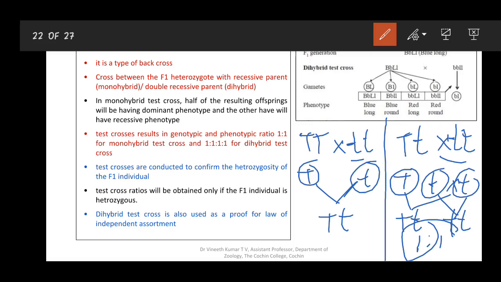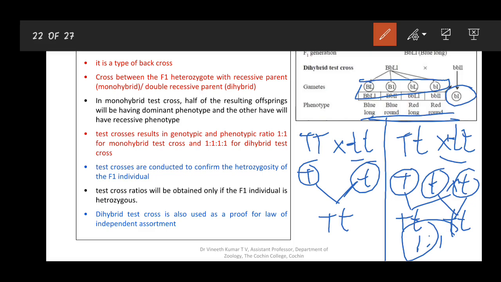It is because of the law of independent assortment that you get these 4 different alleles, and because of that you get 4 different types of progeny after crossing with a recessive parent. So this is also taken as a proof for the law of independent assortment. I will explain why this is taken as a proof once more. The proof is that here you have these 4 different possibilities.